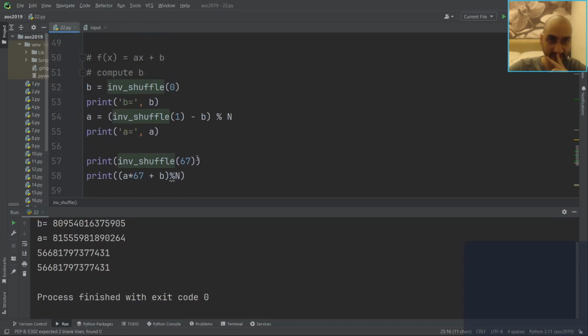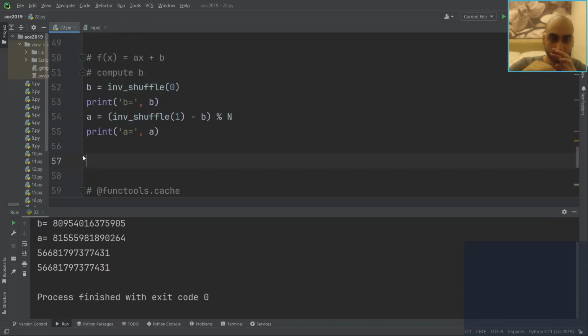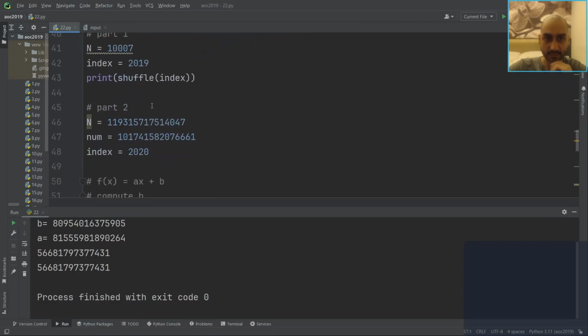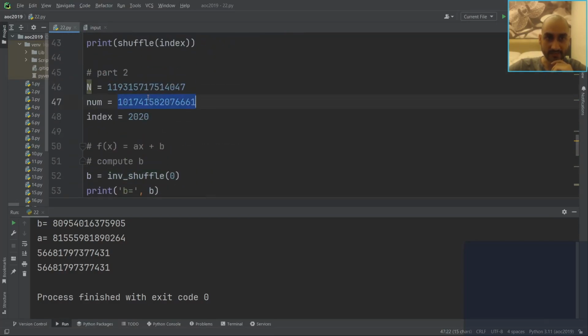Alright, what now? So now we're trying to apply this inverse shuffle, which is now just AX plus B. We're trying to do it this many times. Okay. So... It's AX plus B.